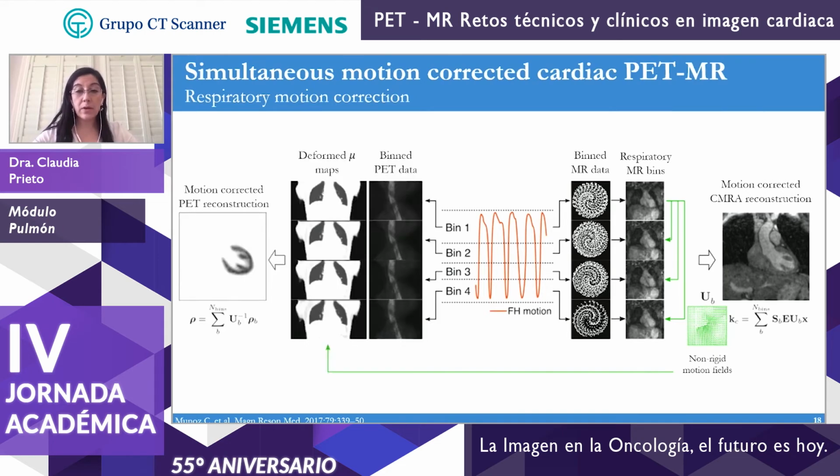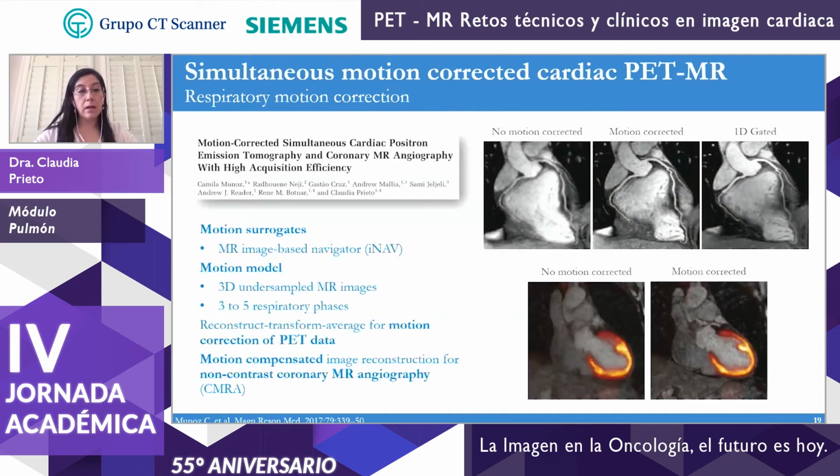Now, the same surrogate and the motion fields can be used to bin the PET emission data and the deformed mu maps to different respiratory positions to enable motion-corrected PET reconstruction. This approach was proposed by Camila Muñoz and showed improvements after motion correction for both the MR images and the PET images, as you can see here on the right panel.